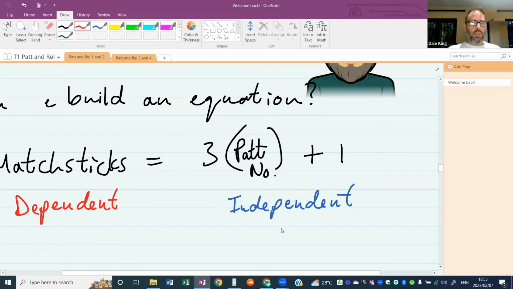Now, if you didn't understand how we got this formula, please do not worry. We're going to practice this. I just want you to touch on this today. We're going to practice this in the lessons that are coming up.